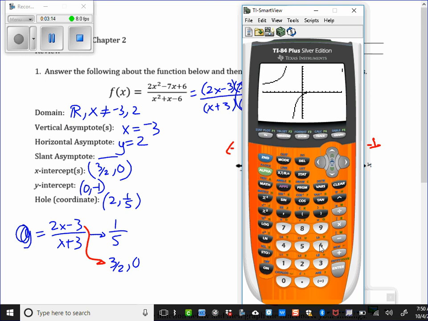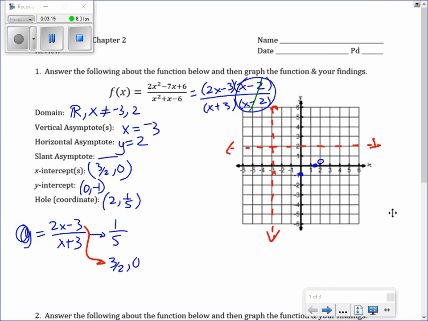All right, so the rest of it you can see it's going through the x-intercepts. It looks like it has the right asymptotes. So I'm just going to draw that in. So it's coming up through here, skipping my hole there, and then it's over here. So if you need some points, you can look at the table.